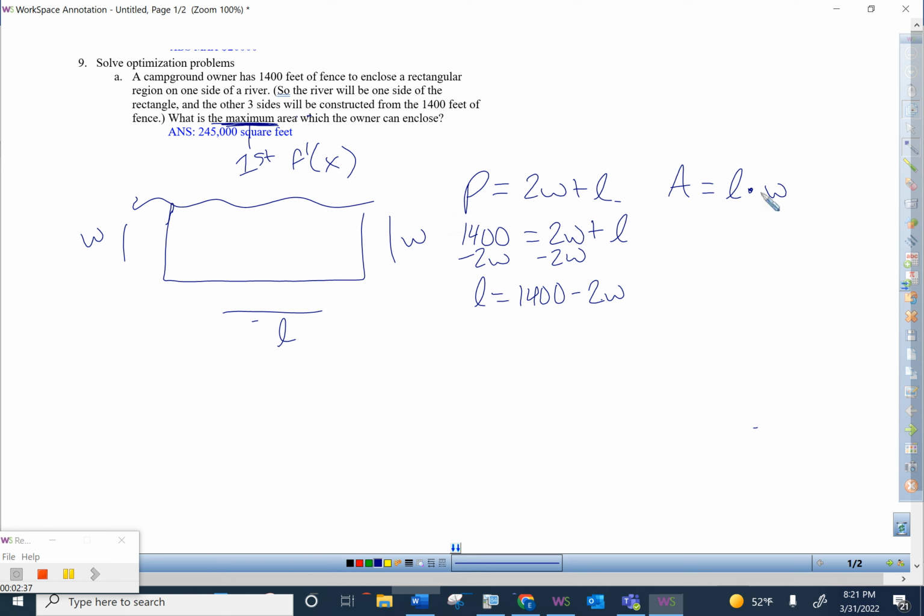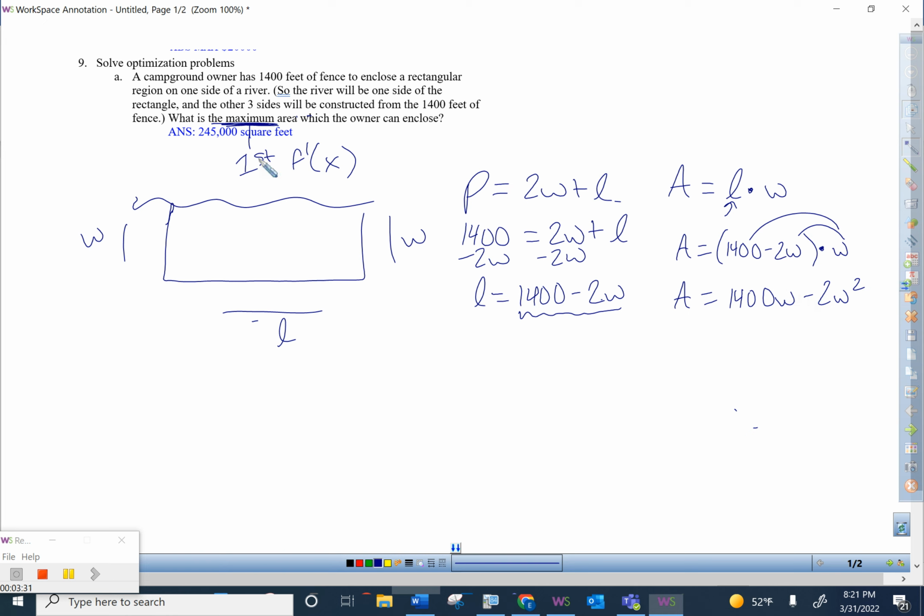Okay, so now we've got our length times width, and we're going to substitute. Here was our length. We're substituting it right in there. So A equals this whole thing, 1,400 minus 2W. Those grouping symbols are important. And then our times W. I want to simplify this before I do the derivative. It technically doesn't matter. That's just my preference. So here we're distributing that W through. 1,400W minus 2W squared. And if you wanted to use X and Y instead of W and L, whatever you're more comfortable with.